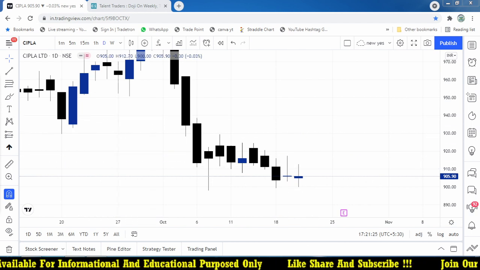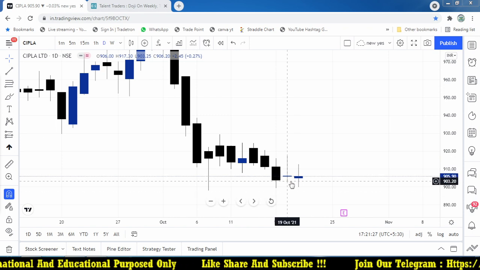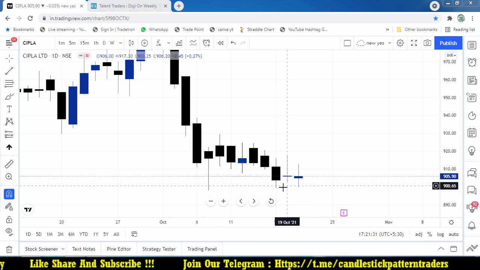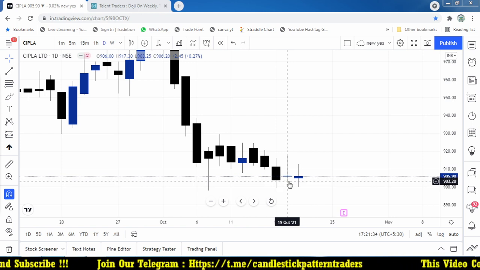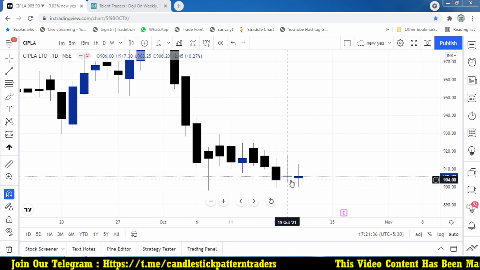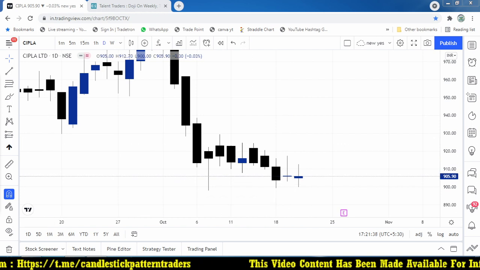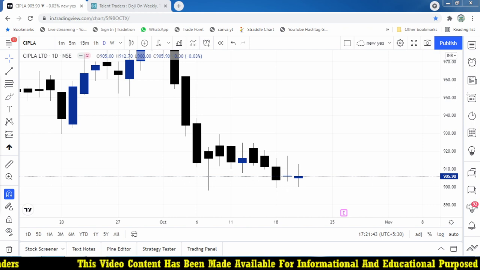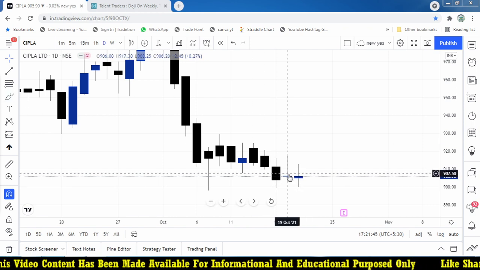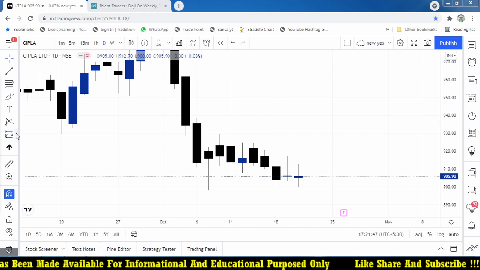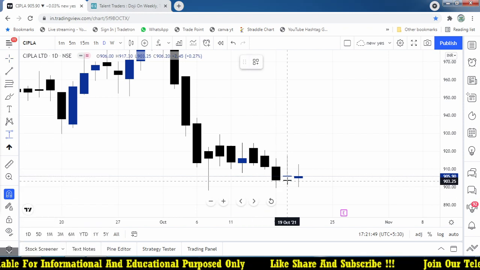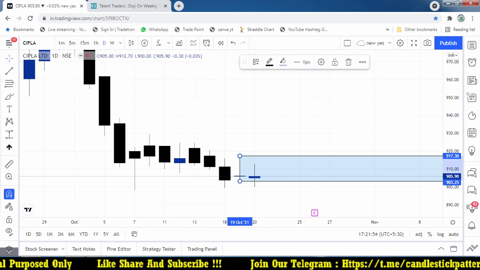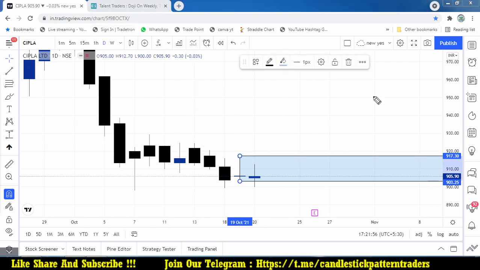So what are the levels? This is the equity chart. When I'm going to plan a trade in equity, 903.25 is my lowest level, and 917 is my stop loss. Let me show you 903. I'll mark that level in the chart, the price range. This is the level where Cipla formed a doji candle on the second day.